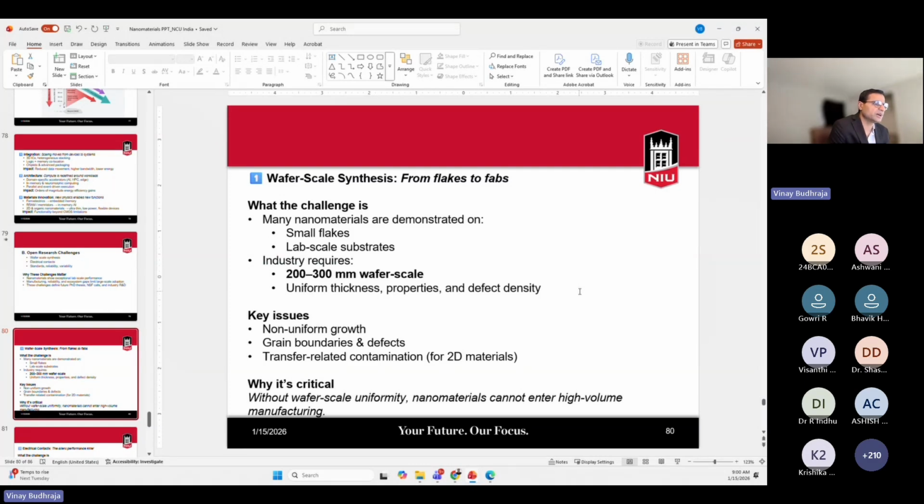Key issues are non-uniform growth, grain boundaries and defects, and transfer-related contamination for 2D materials. So the crystallinity is a big challenge. Plus, in some cases, the material cost is very high. So producing wafers, and developing a process like Czochralski, is challenging with the nanomaterial to make the substrate. Why is it so critical? Because without wafer scale uniformity, nanomaterials cannot enter high volume manufacturing.